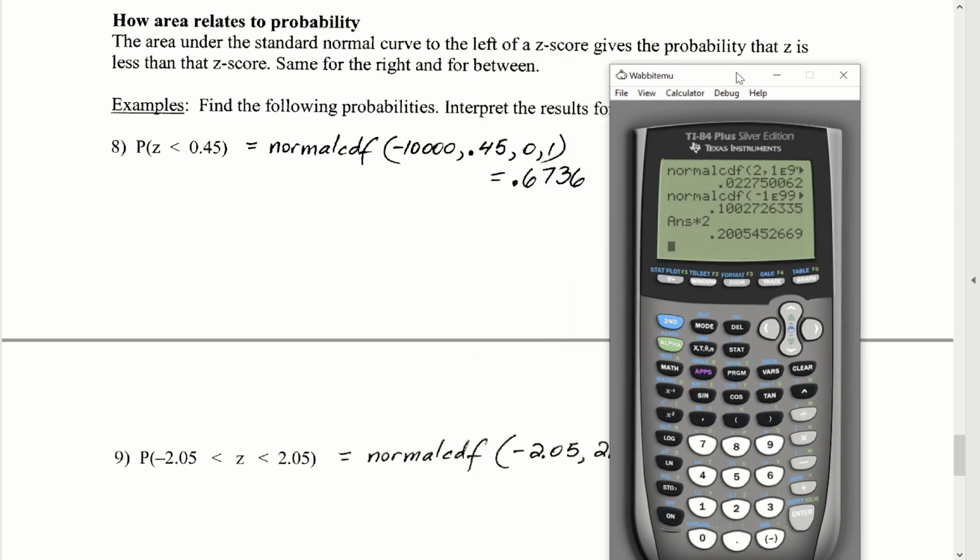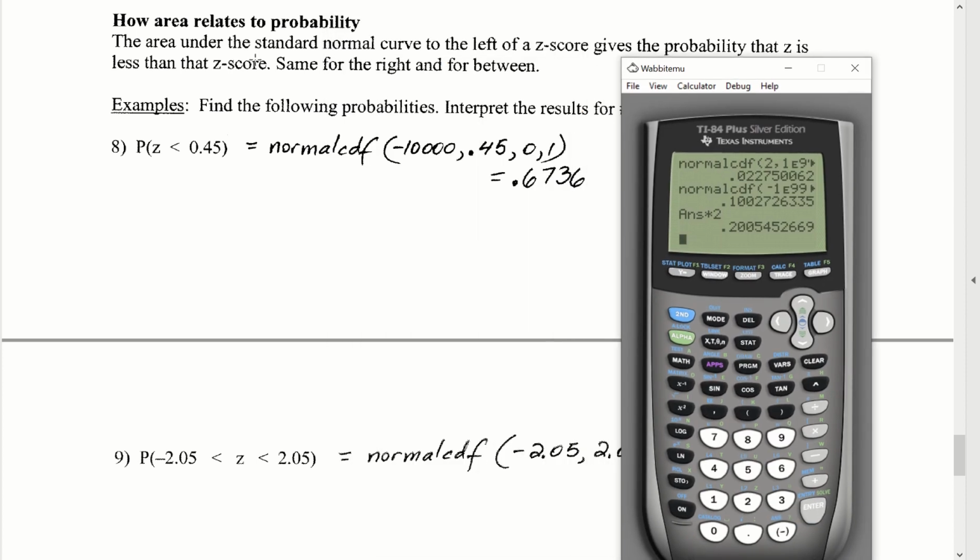To find that probability, which we just said a moment ago is equivalent to the area, it would be second distribution, normal CDF. The lower bound, because it's going all the way to the left, that would be like our negative 1e99. It's going to go as far to the right as the 0.45, comma 0, comma 1.